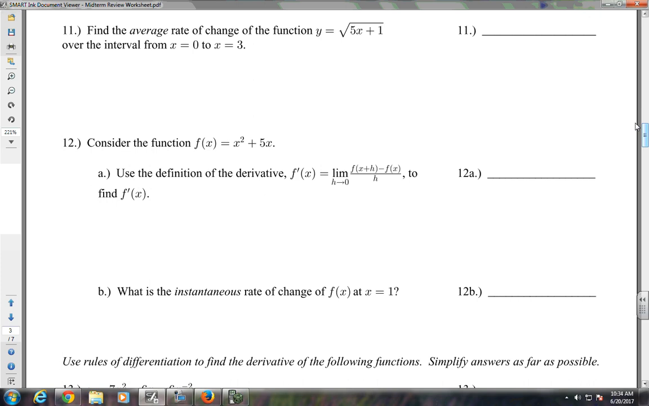Read carefully when you're taking your midterm. Sometimes we'll be calculating average rate of change. Later on, we'll be calculating instantaneous rate of change. So those are two different calculations.